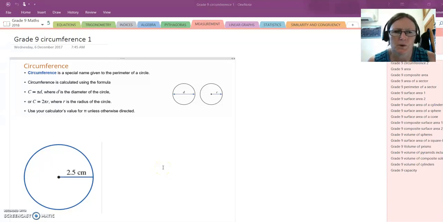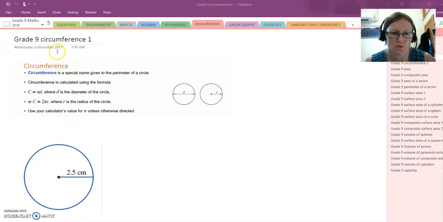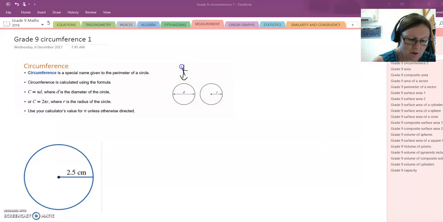In this video we're going to look at the circumference. The circumference is a special name given to the perimeter or the distance around the outside of a circle. It's calculated using a formula, or in fact we have two formulas for the circumference. To understand the formulas, let's look at these two circles and just remind ourselves something about circles.